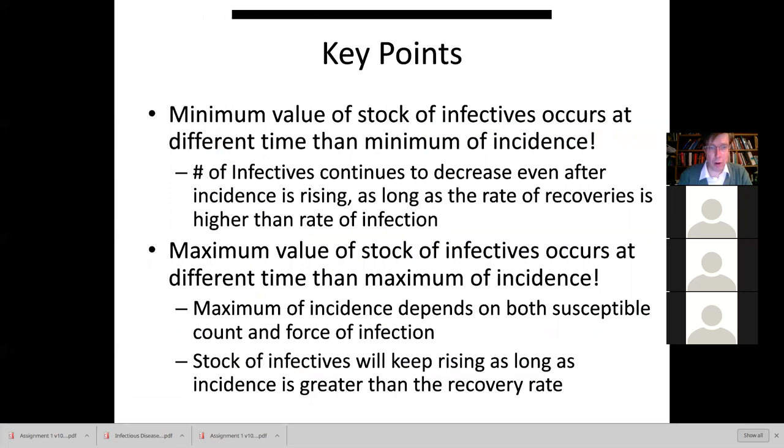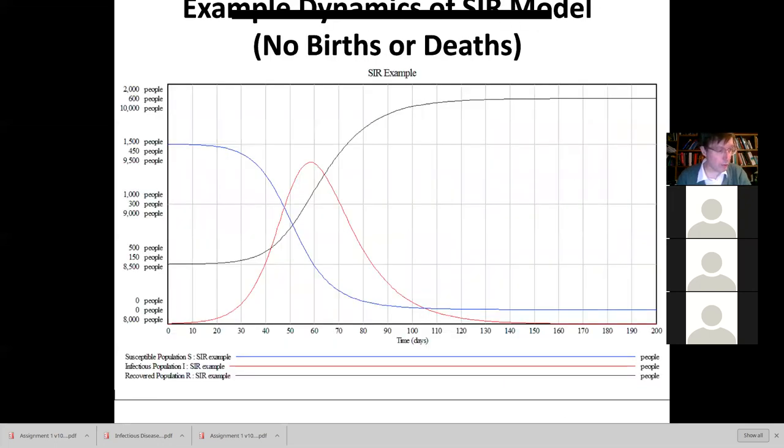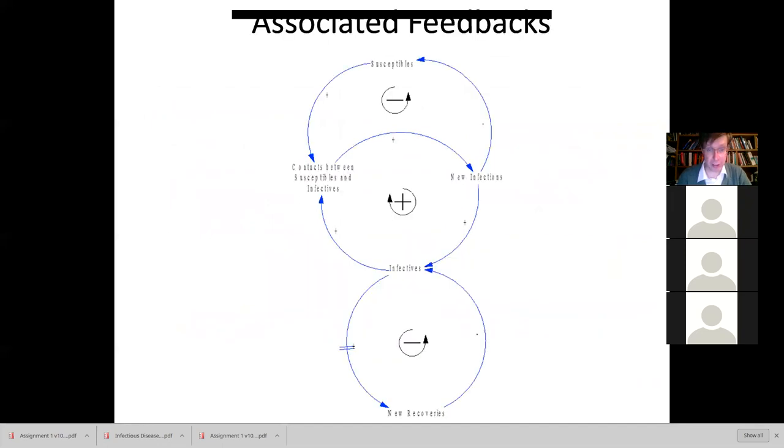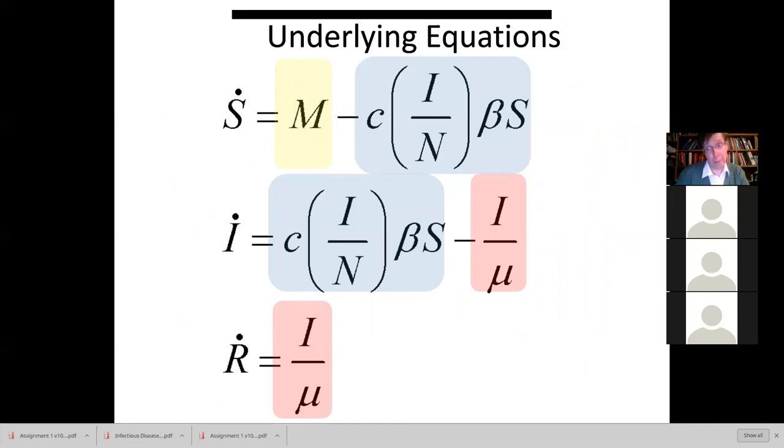Okay, so we've taken a whirlwind tour through this topic of infectious disease models. Infectious disease models show in a microcosm some aspects associated with nonlinearity. And you see that nonlinearity indicated directly in this multiplication of S times I. Now, all these principles of stocks and flows, that a value of a stock will rise as long as the inflow is greater than the outflow, fall as long as the outflow is greater than the inflow, and remain constant as long as the inflow equals the outflow, hold true here.